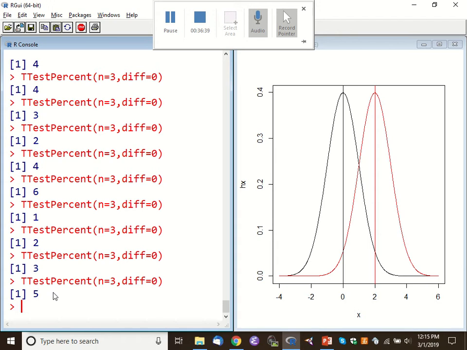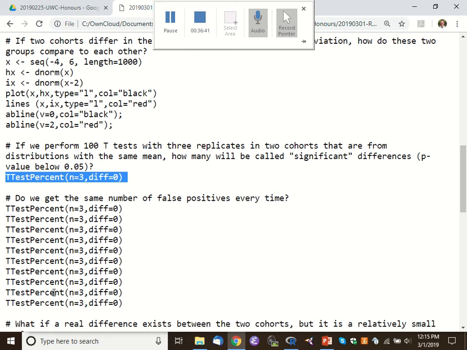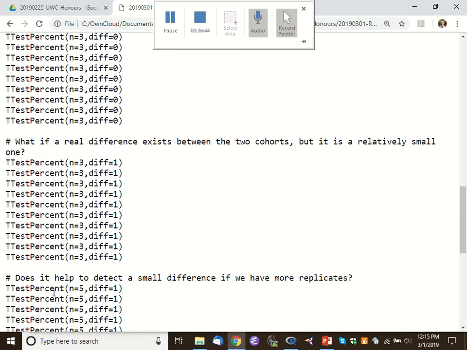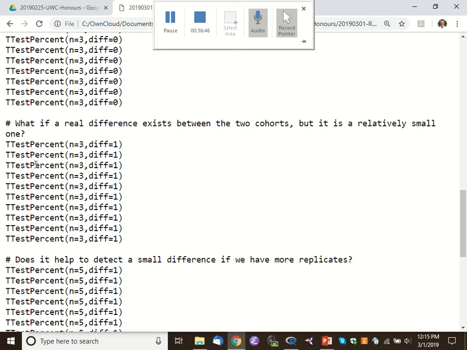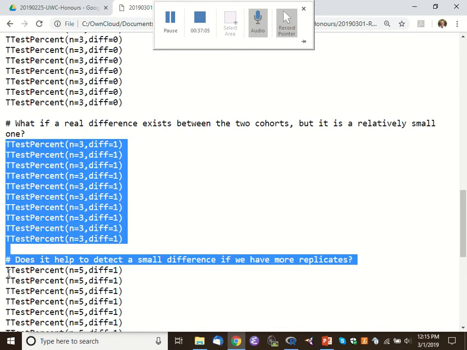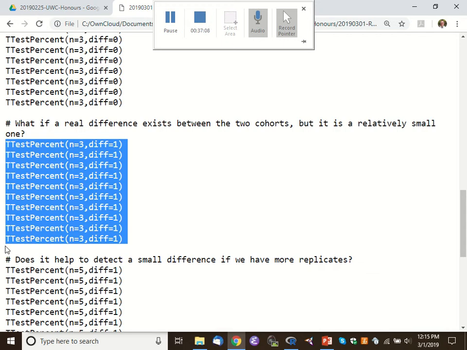Great. Let's move on to the next part of this then. For this next set, we are going to put in a small difference. Everyone remembers when the red and black curves first appeared. They were close together. So this represents a kind of hard place to spot a difference between the red and black, or the A and B cohorts. So we're now going to run this block where our n is still 3. We're doing a triplicate experiment, but we have a relatively small difference between the cohorts.